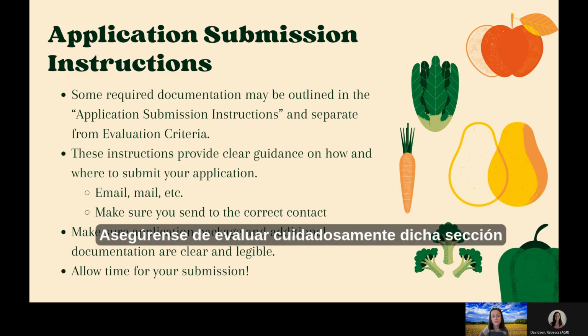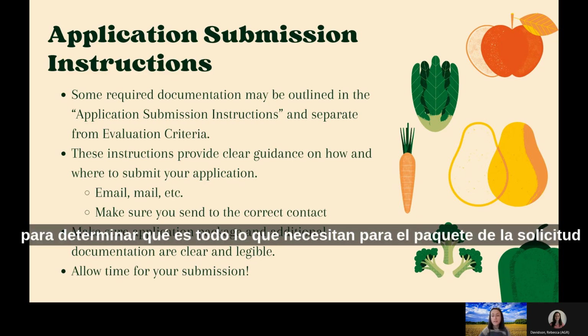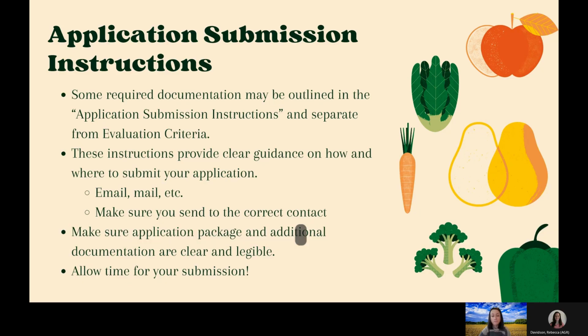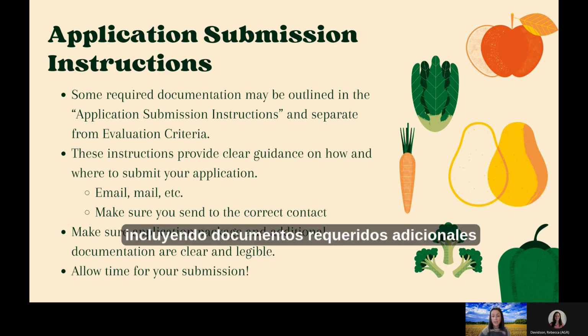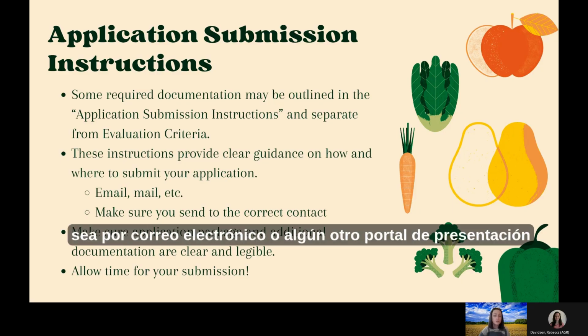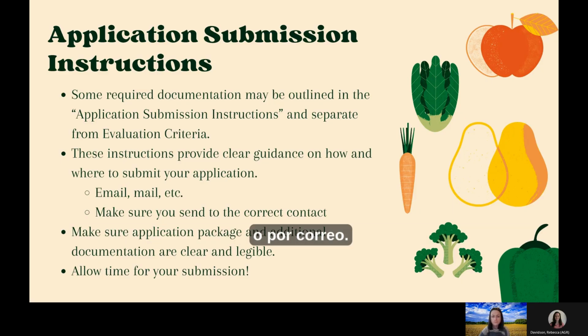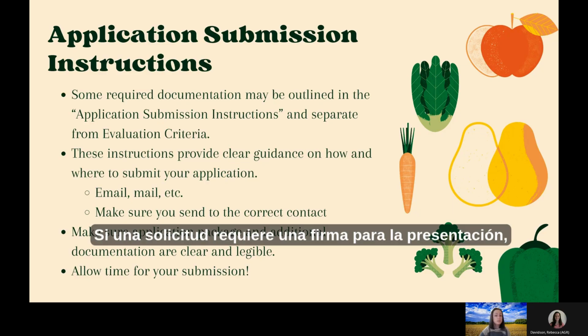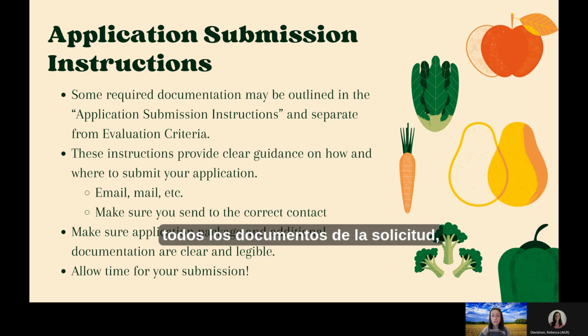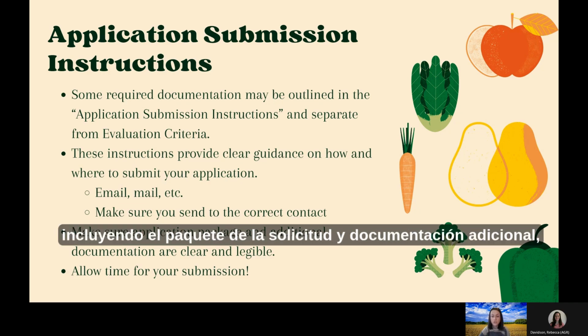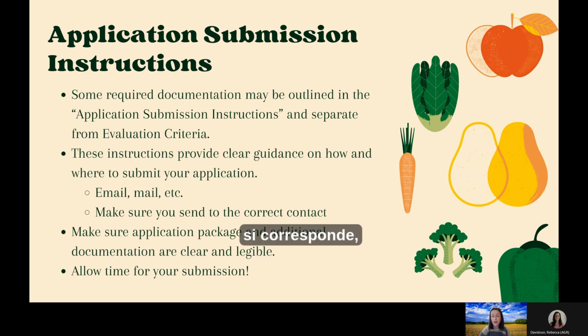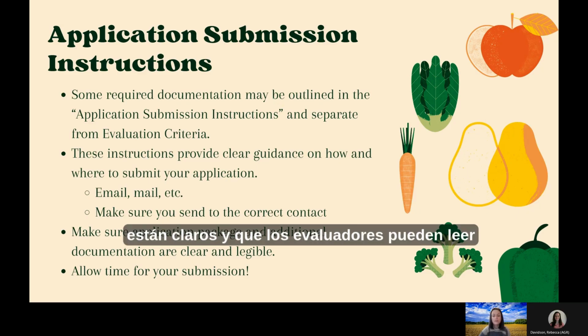Make sure you carefully review that section to determine what all is needed for your application package, including additional required documentation and how to submit your finalized application, whether it's via email or some other submission portal or by mail. If an application requires a signature for submission, make sure that's included before you submit your final application package. Make sure all application documents, including the application package and additional documentation, if applicable, are clear and that evaluators are able to read the entire package.